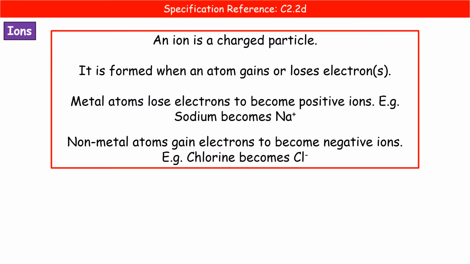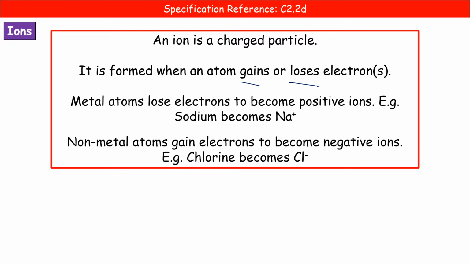To start off with then, let's understand what we mean when we talk about an ion. Quite simply, an ion is a charged particle. So that means that it has either a positive or a negative charge of some description. Now, what we actually find is that ions are going to form when atoms either gain or lose electrons. So one of those two things has to happen in order for an ion to form.